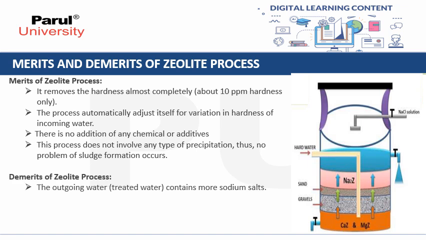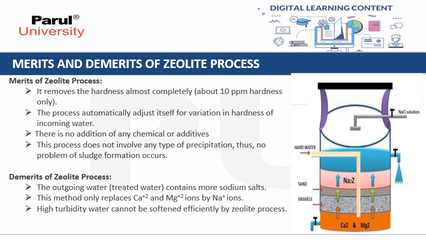Demerits of the zeolite process. The outgoing water, that is the treated water, contains more sodium salt, and this method only replaces the positive ions, that is the calcium and magnesium ions, by sodium ion. Another demerit is that high turbidity water cannot be softened efficiently by the zeolite process. The colored impurities, if present in water, are also not removed and ultimately destroy the resin.